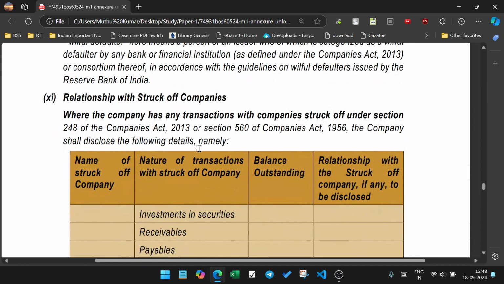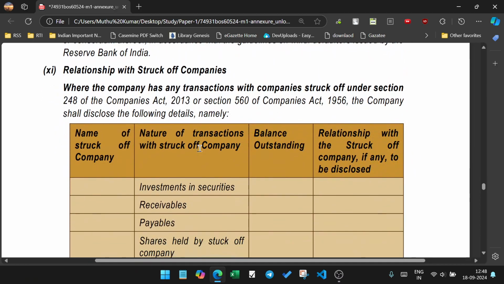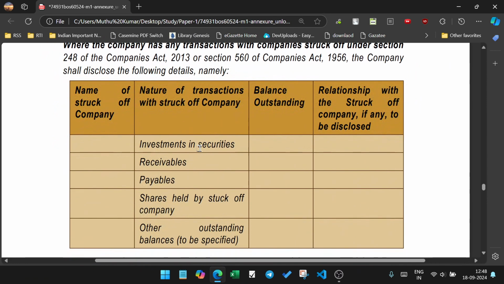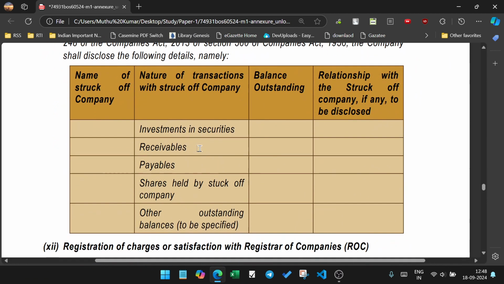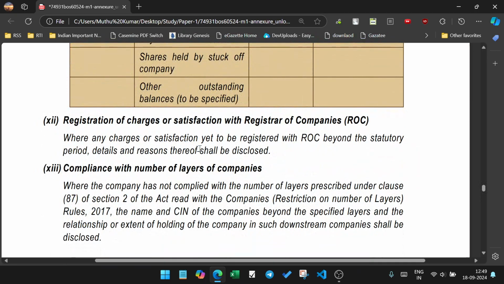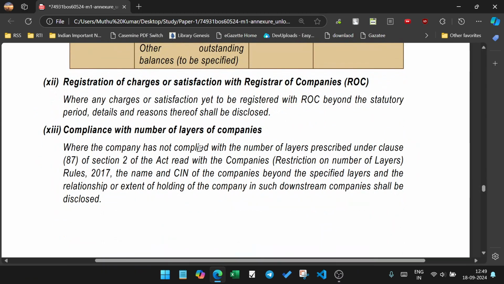Relationship with struck-off companies. Where the company has had any transaction with a company struck off under section 248 of the Companies Act 2013 or section 560 of the Companies Act 1956, the company shall disclose the following details: name of the struck-off company, nature of transactions with the struck-off company, balance outstanding, relationship with the struck-off company if undisclosed, investments in securities, receivables, payables, shares held by the struck-off company, and other outstanding balances.